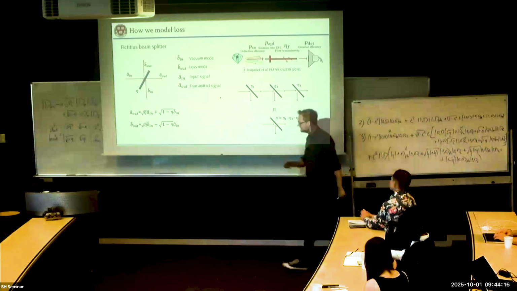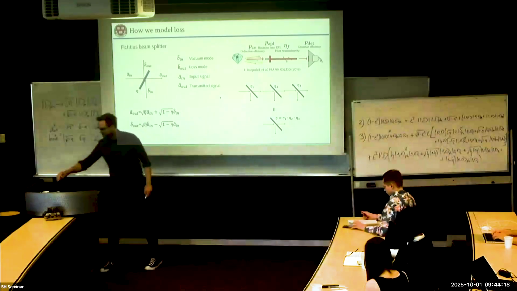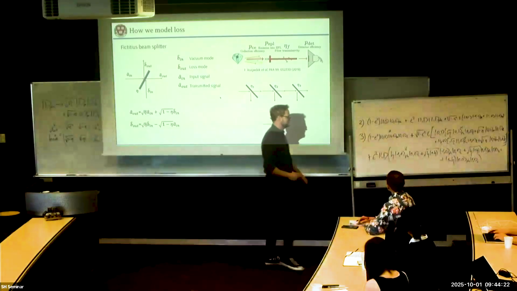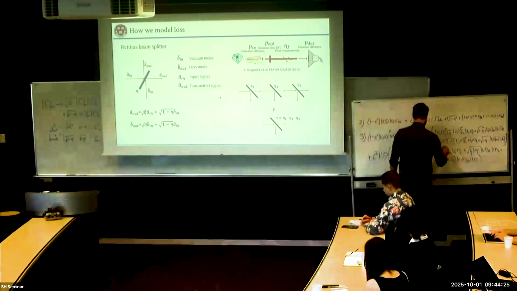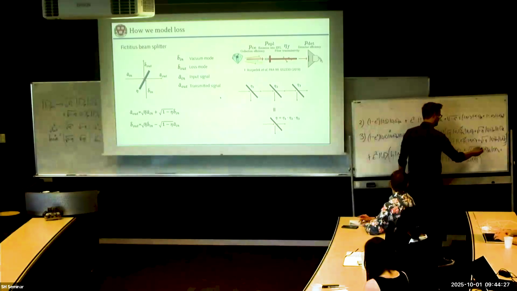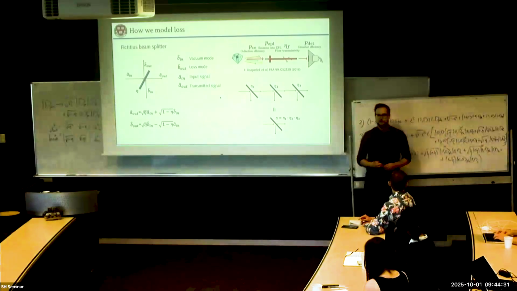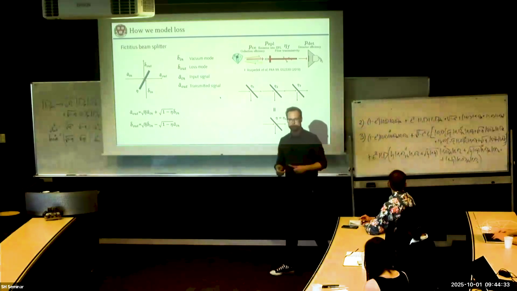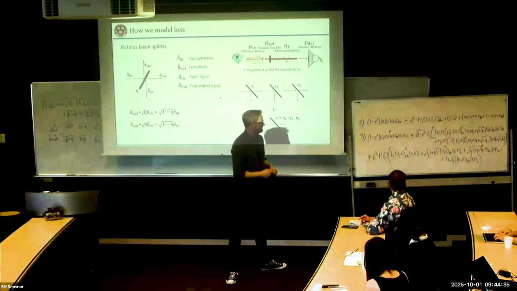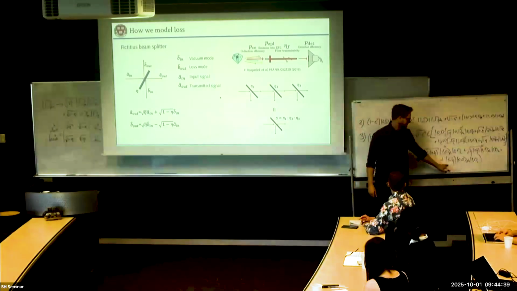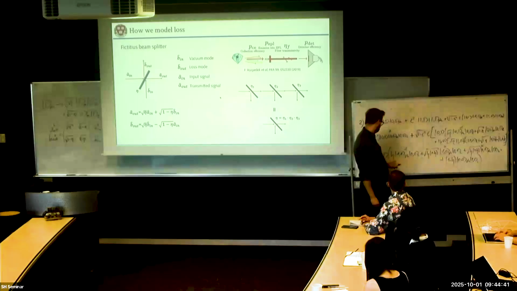So let's circle the bad terms here, in the sense that I cannot really distinguish them. So this term, I have no way to distinguish from the good terms where I didn't lose the photons. So there's this term here. No, sorry, where is it? Here.